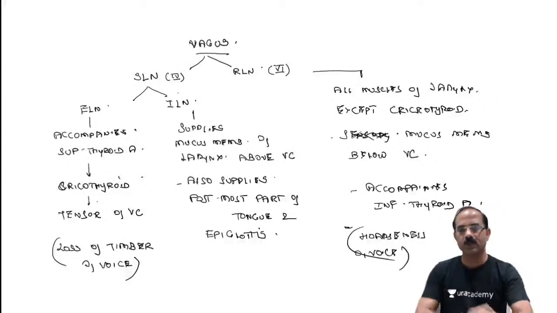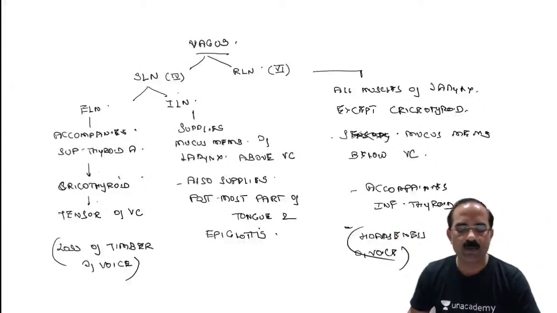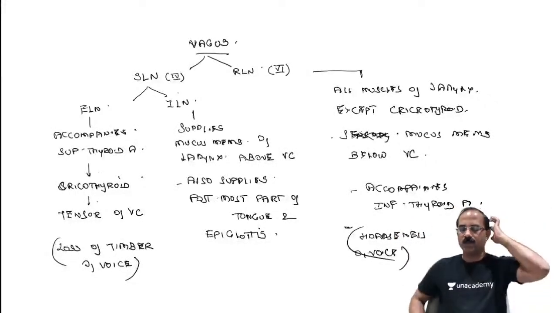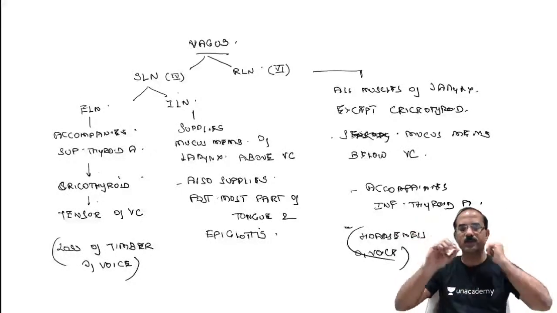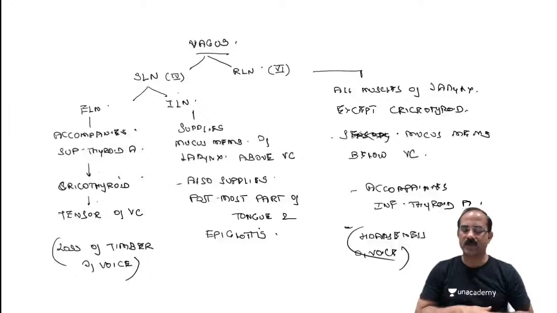Hoarseness of voice. I hope this is clear to all of you. Damage to this nerve, the recurrent laryngeal nerve, leads to hoarseness of voice. Perfect. Just remember this flow chart. Plenty of MCQs get cleared with this.